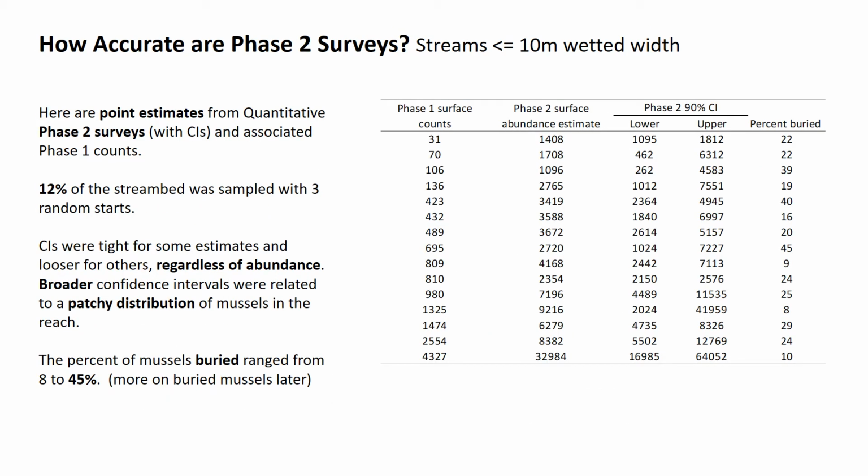This slide shows point estimates from quantitative Phase 2 surveys with their associated Phase 1 counts. To recap, we surveyed 12% of the stream bed for the Phase 2 surveys with 3 random starts. You can see that the confidence intervals were tight for some estimates and looser for others, regardless of abundance. The broader confidence intervals were related to a patchy distribution of mussels in the reach. The percent of mussels buried ranged from 8 to 45%, and we're going to talk a little bit more about buried mussels later.